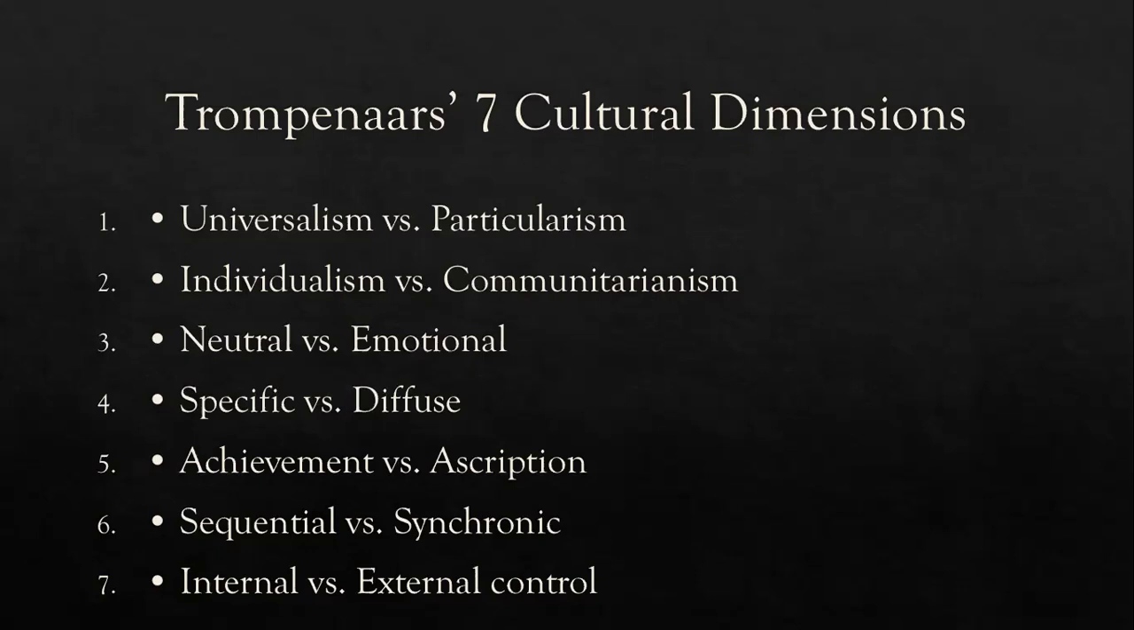Okay. And then we have achievement versus ascription. So an achievement-oriented culture is one where people assume status based on how well they have performed their tasks, their level of education, their experience, and so on. Whereas ascription is where we look up to people based on durable characteristics such as age, kinship, gender, and status differences, which are mostly seen in people who follow this particular dimension or culture.